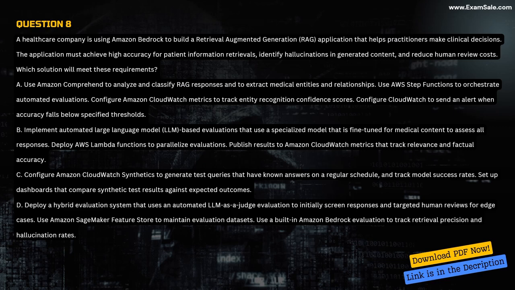Correct answer D. Deploy a hybrid evaluation system that uses an automated LLM as a judge evaluation to initially screen responses and targeted human reviews for edge cases. Use Amazon SageMaker Feature Store to maintain evaluation datasets. Use a built-in Amazon Bedrock evaluation to track retrieval precision and hallucination rates.